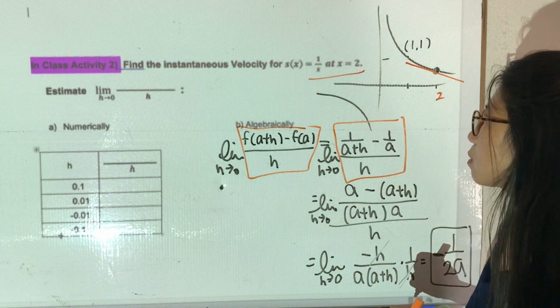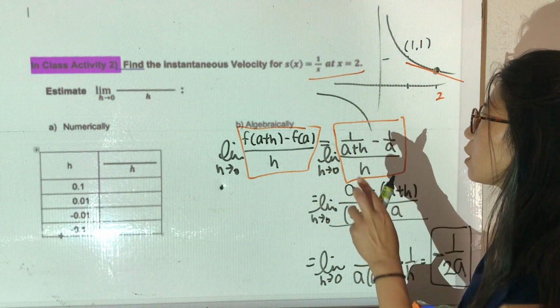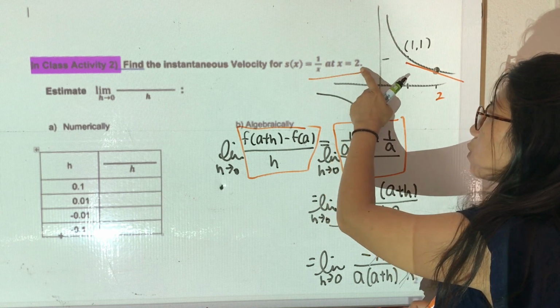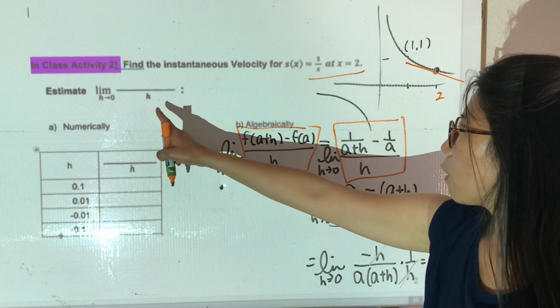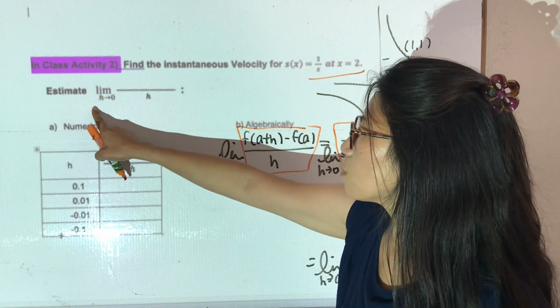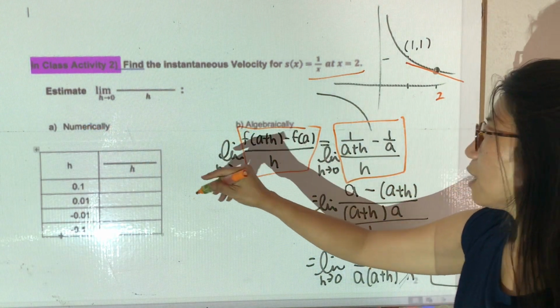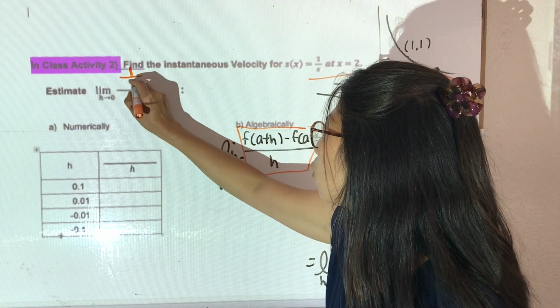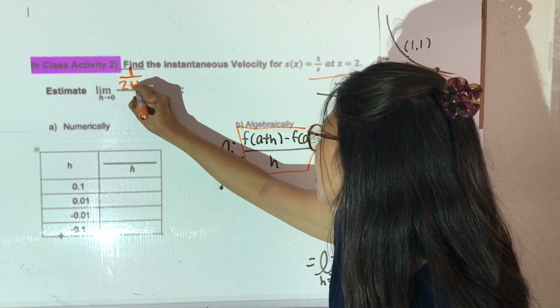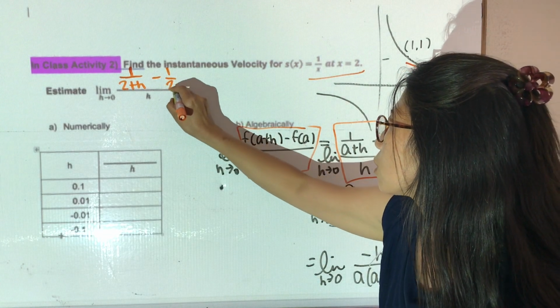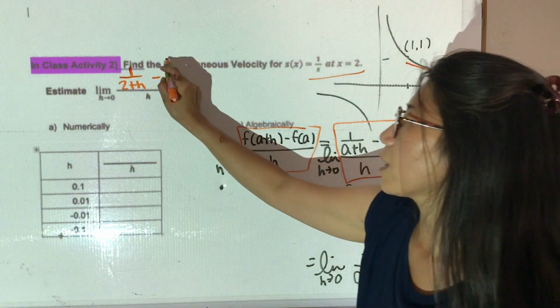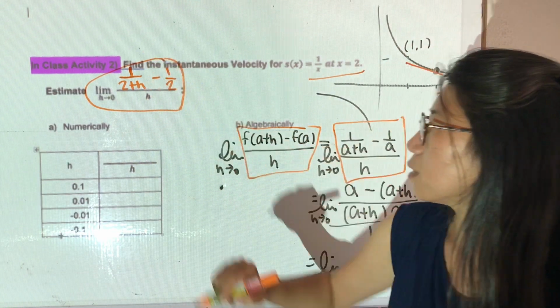But where is it gonna be? Now I'm looking at my x value as 2, which is my a value as 2. So if I want to rewrite it in limit notation, I can write it as 1 over 2 plus h minus 1 over 2. This is the function I'm taking the limit of.